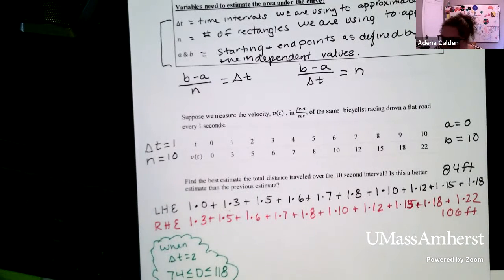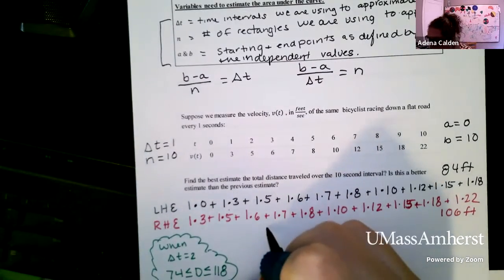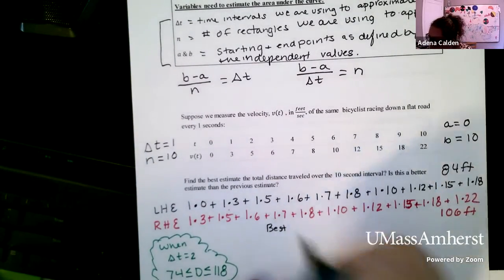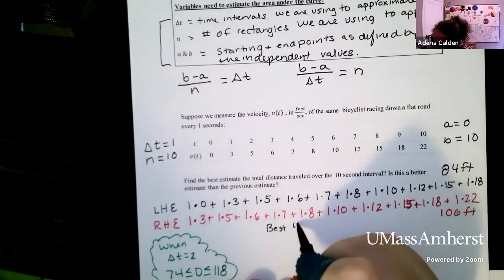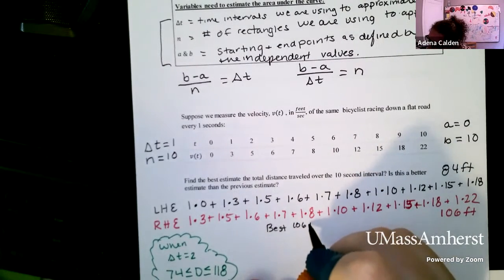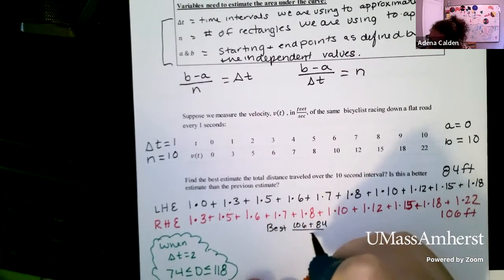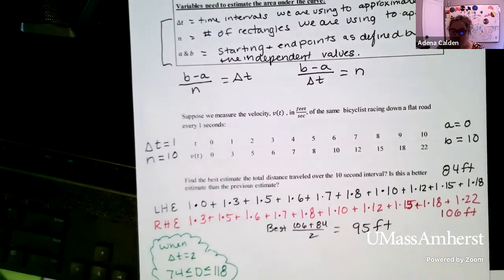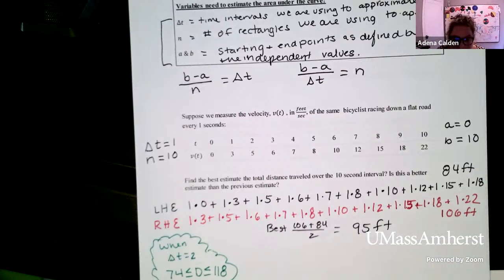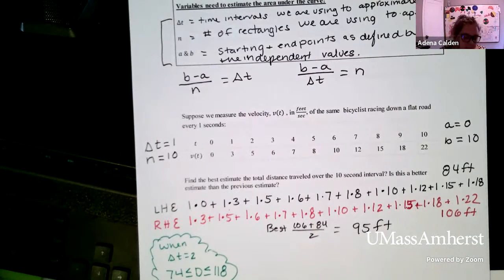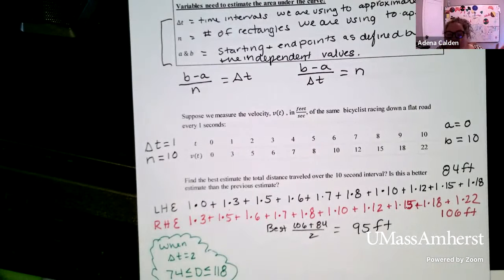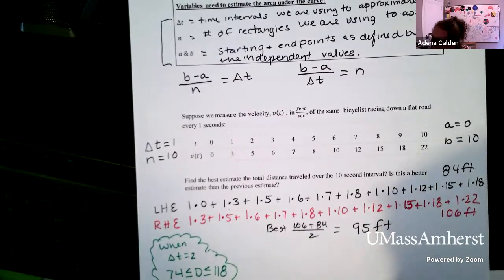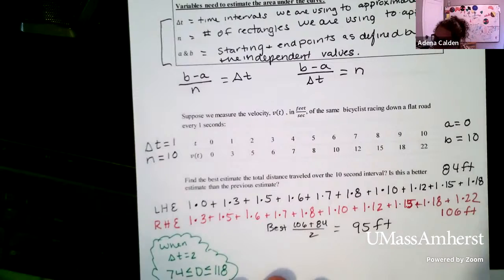So when we do the best estimate here, we're gonna average those together. So we get 106 plus 84 divided by 2, and we get 95 feet. Okay, last time we got 96 feet as our best estimate. This time we get 95 feet. But the question is, is this a better estimate than the previous one? So what does this information tell us?